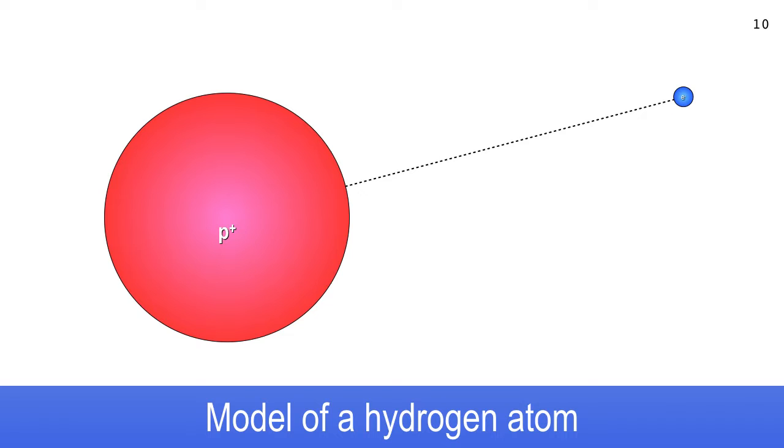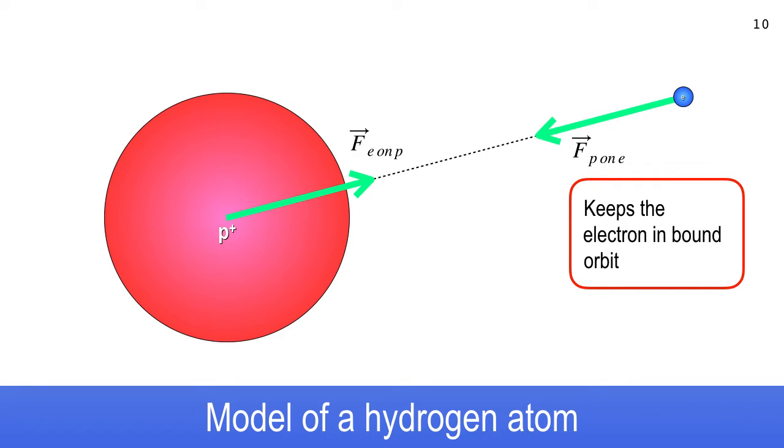In any case, there's an electromagnetic interaction between the electron and the proton. Here they are, just a couple of arrows, same size, opposite directions, as you know from Newton's third law. There's the force of the electron on the proton, that's this arrow over here with its tail in the center of the proton. And then up here, the force of the proton on the electron. And that's the one that keeps the electron in a bound orbital state.